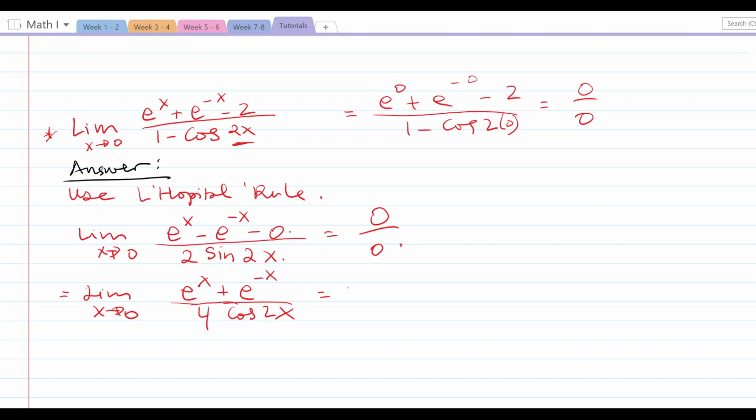So now we can substitute x equals 0 directly into the function. We will have e to the 0 is 1, plus e to the minus 0 is still 1, and then 4 cos 0 is 4 times 1. Therefore this equals 2 over 4, or one half.